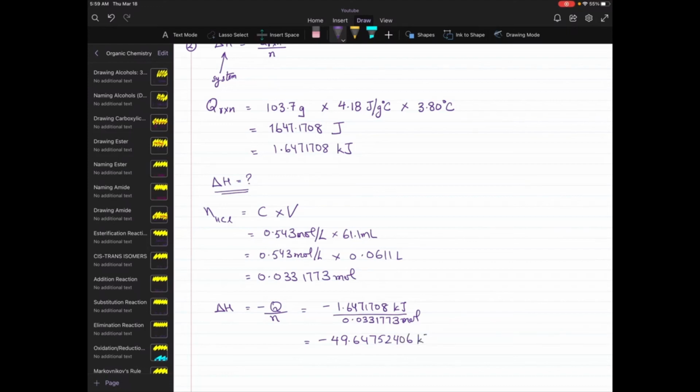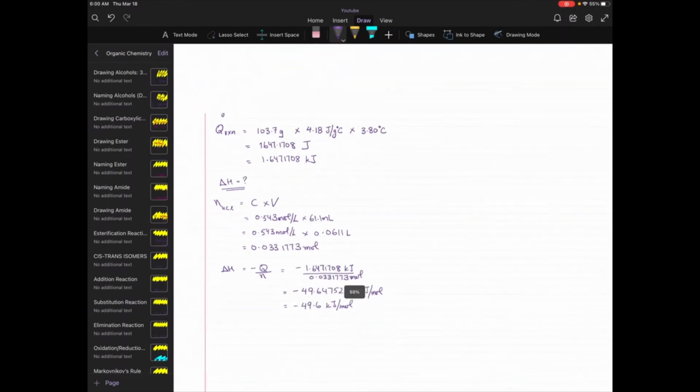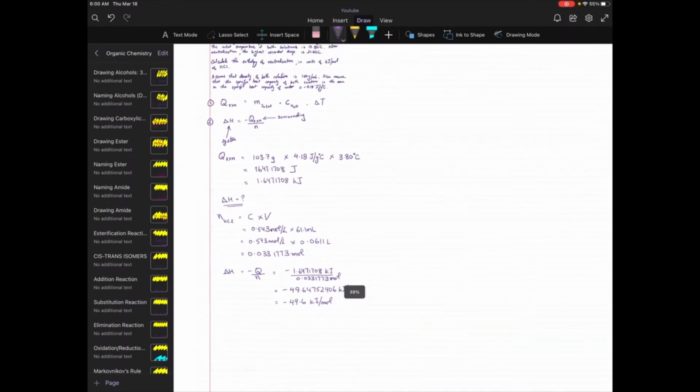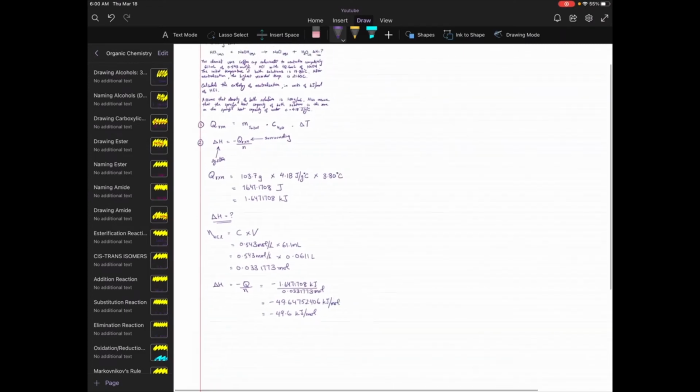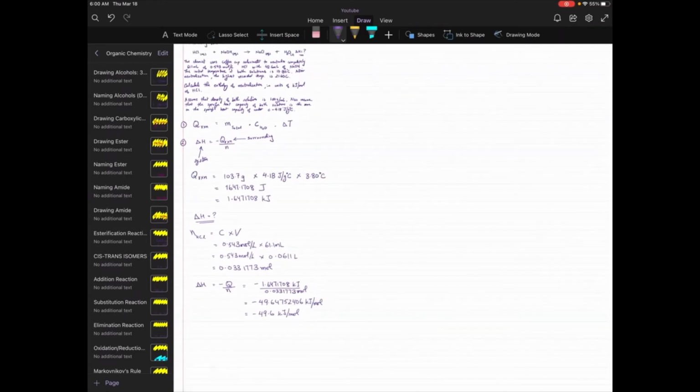So that's negative 49.64752406 kilojoules per mole. And rounding off to the proper number of significant digits, the Q value was 3 significant figures. The volume was also 3 significant figures. The answer should be 3. So in other words, this should be a negative 49.6 kilojoules per mole. Right. So we have found the delta H for the reaction that was given to us. So we're going to write it down.